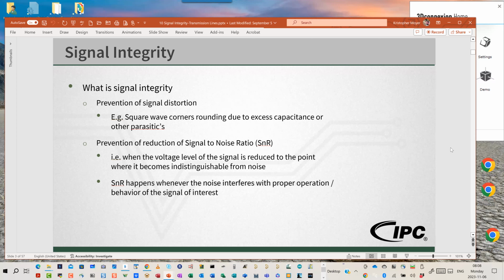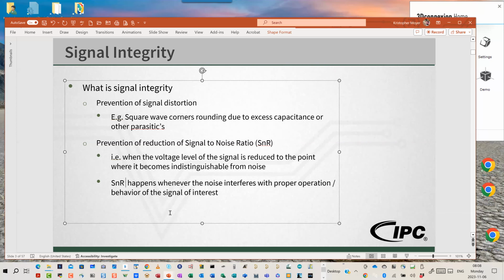We want our signal to be of sufficiently greater magnitude than our noise to be distinguishable, to be able to be understood. SNR reduction happens whenever the noise interferes with the proper operation or behavior of the signal of interest. So basically, when we get our signal to noise ratio reduced to the point where the noise interferes with the proper operation or behavior of our signal of interest.